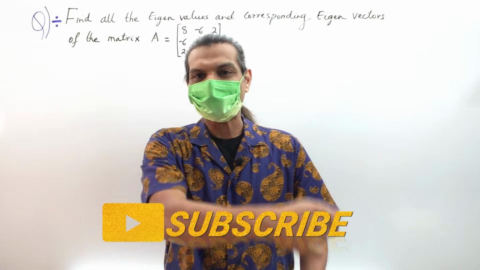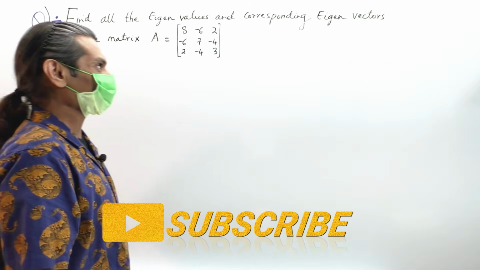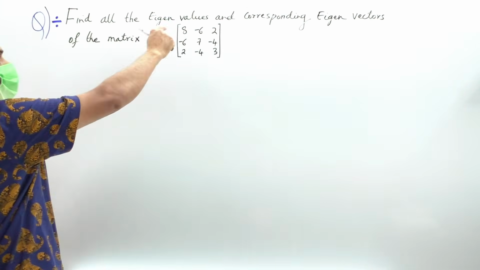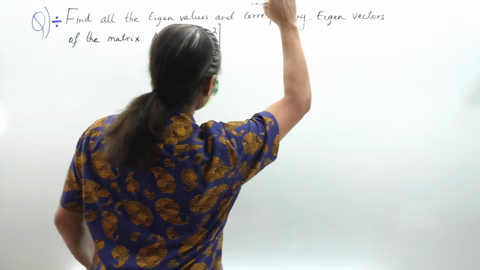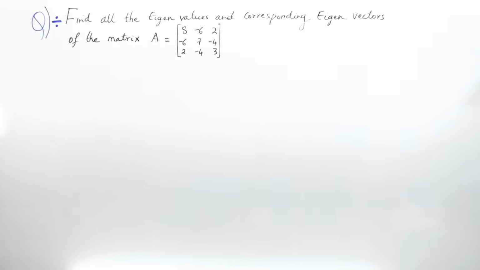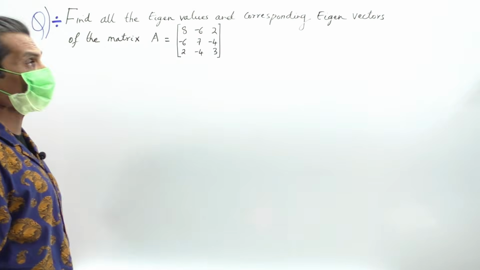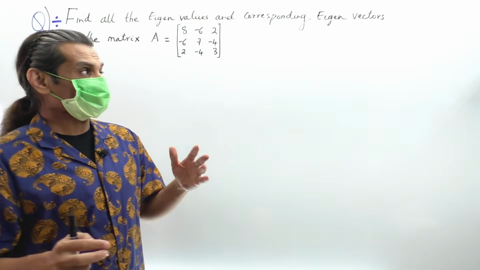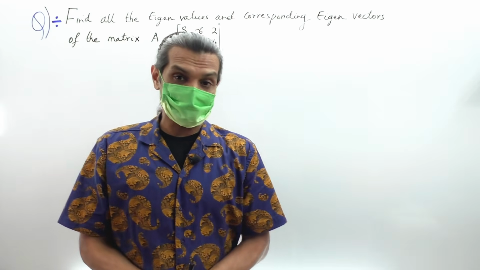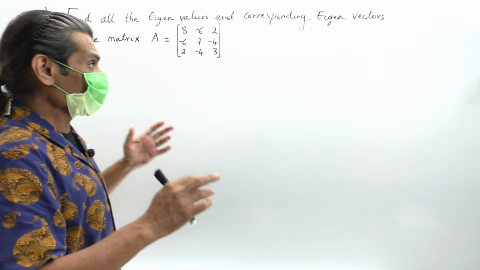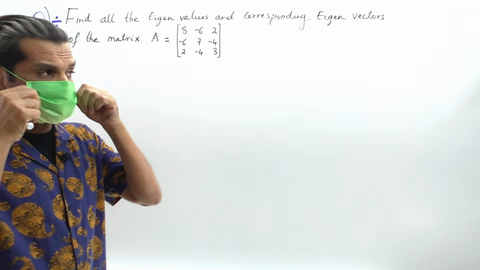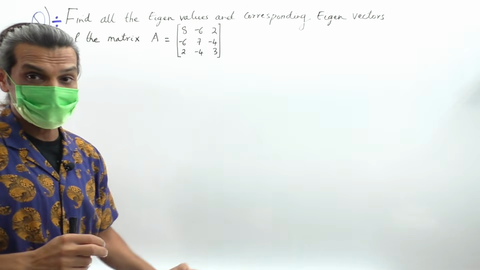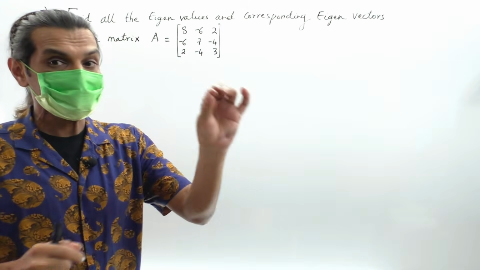So let's begin doing the problem here. The problem is: find all the eigenvalues and the corresponding eigenvectors of the matrix A equal to [8, -6, 2; -6, 7, -4; 2, -4, 3]. We will do it step by step in a very easy way. Please pay close attention here because the question is of 67 marks, so each step matters.